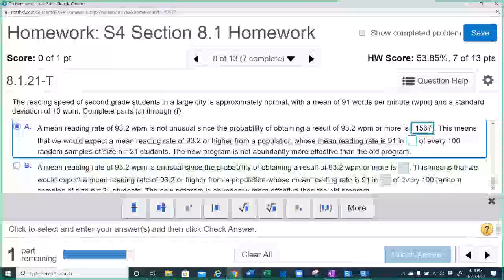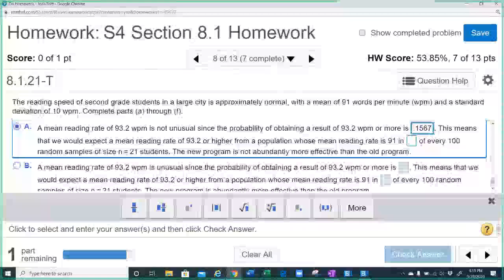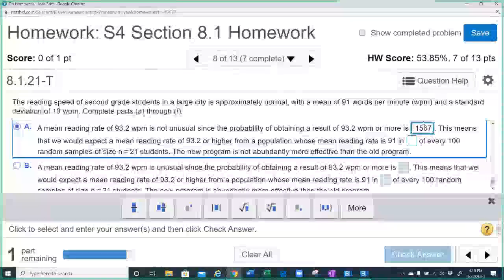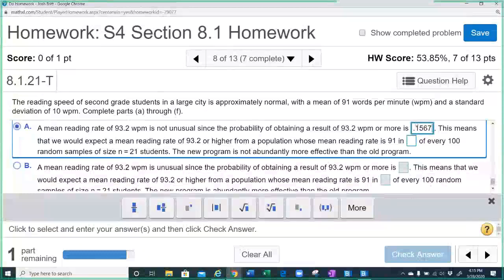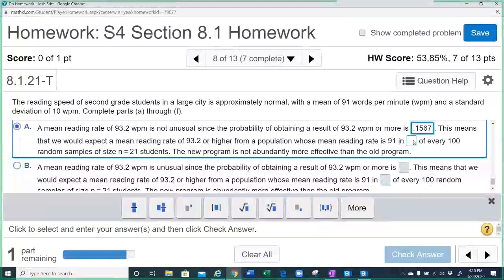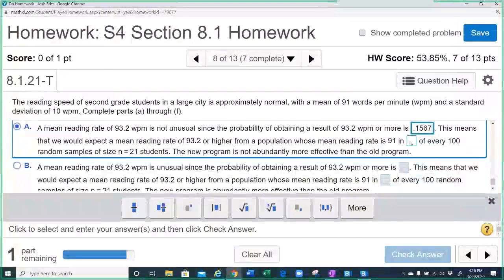And this means that we would expect a mean reading rate of 93.2 from a population whose true mean is 91, it's unchanged. And now out of 100, we would expect about 16. So about 16 out of 100 samples, we would actually get an average of 93.2 or higher under the assumption the true mean is still 91. So we'll do 16 here.